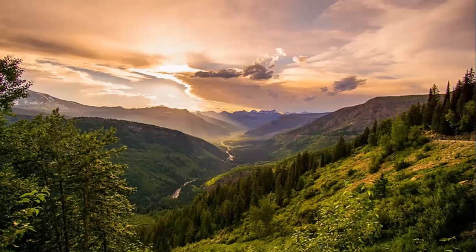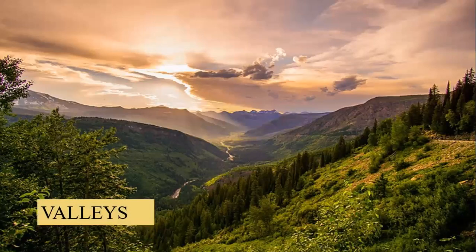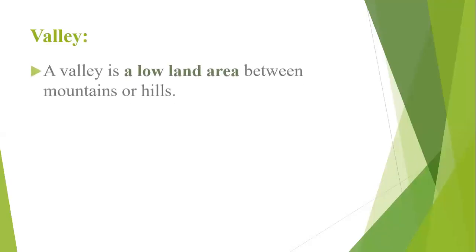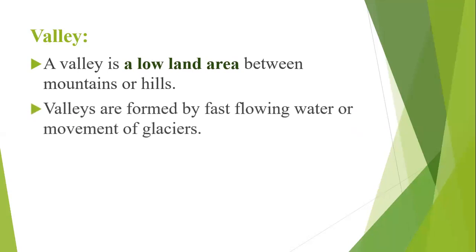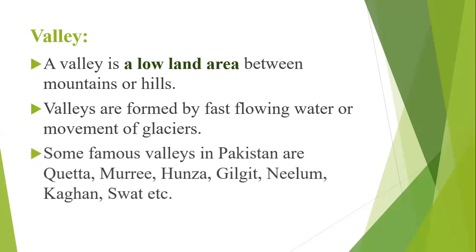So now we are going to discuss valleys. A valley is a lowland area between mountains or hills. Valleys are formed by fast-flowing water or movement of glaciers. There are some famous valleys in Pakistan, for example, Quetta, Murree, Hunza, Gilgit, Neelum, Kaghan, and Swat, etc.